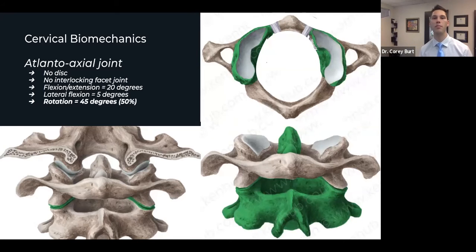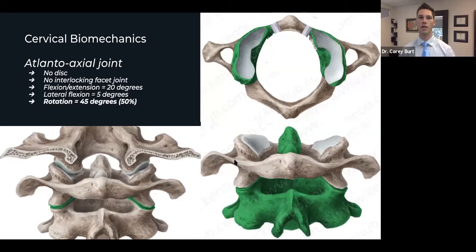With the atlanto-axial joint, you have a lot more rotation. In fact, 50% of all rotational head movement comes from C1-C2. Think of this as the no joint. You turn your head right, turn your head left, you gesture no.